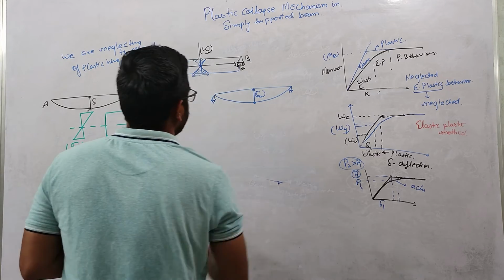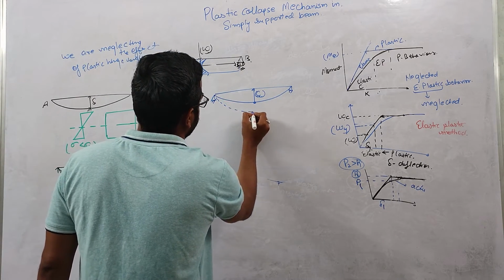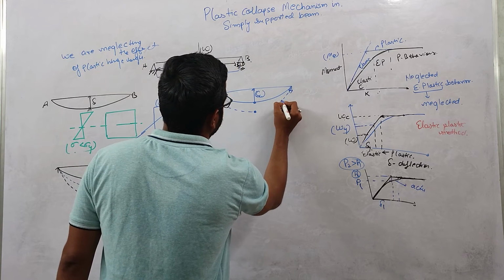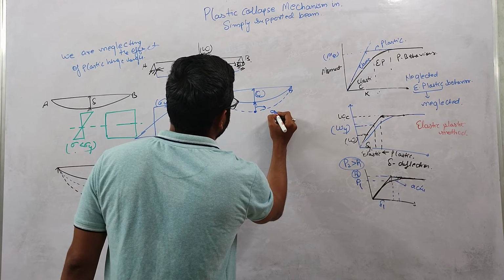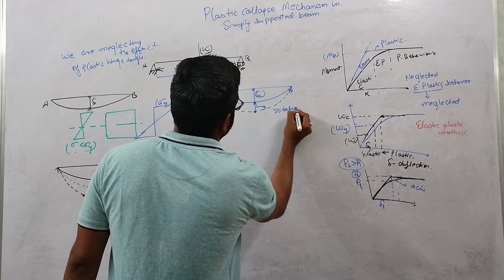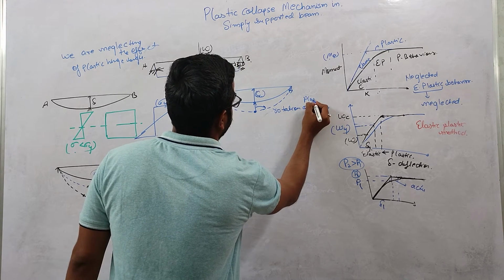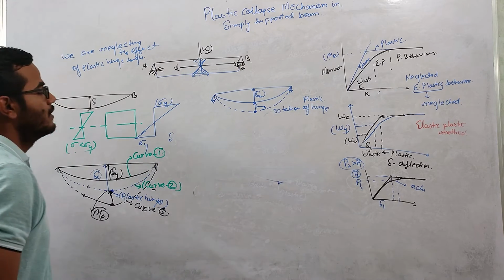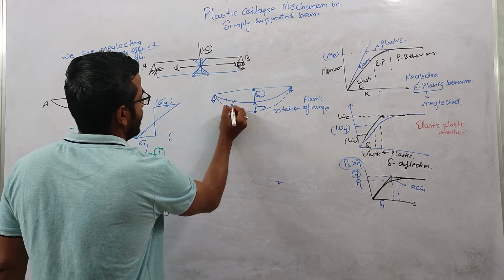Okay, and when the plastic hinge is formed, we will be having some mechanism. Okay, so this deflection is basically due to the plastic rotation of the hinge, rotation of the plastic hinge, right? And these two curves are the same, that we have already discussed.